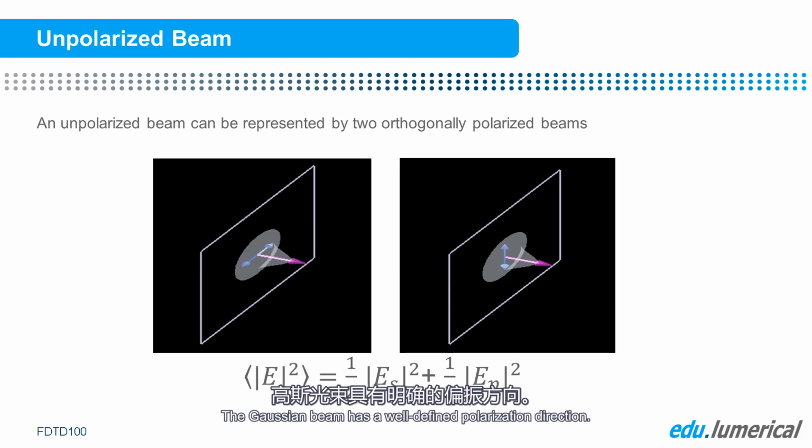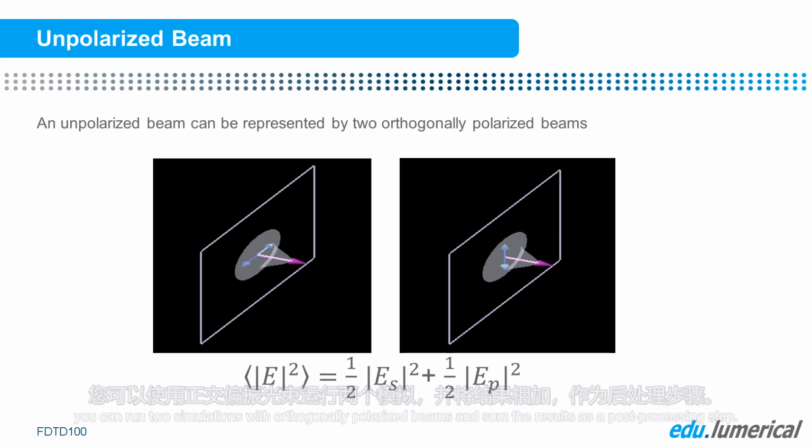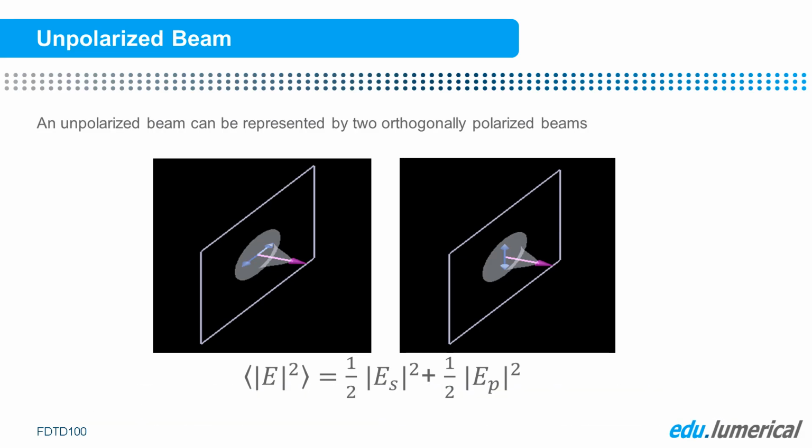The Gaussian beam has a well-defined polarization direction. To represent an unpolarized beam, or a circular polarized beam, you can run 2 simulations with orthogonally polarized beams and sum the results as a post-processing step. Some detailed examples showing how to simulate an unpolarized beam and circular polarization are linked below.